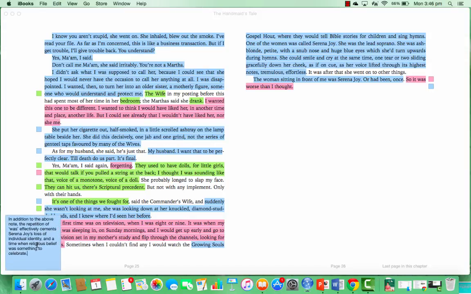In addition to the above note, the repetition of "was" effectively cements Serena Joy's loss of individual identity and a time when religious belief in their world was something to celebrate.